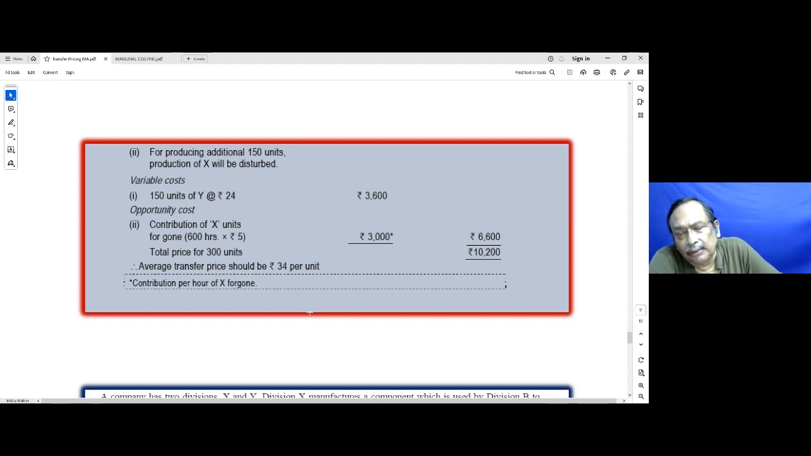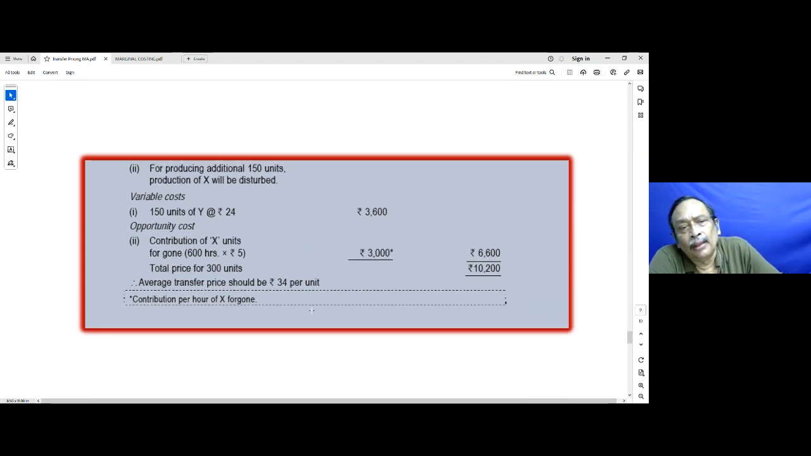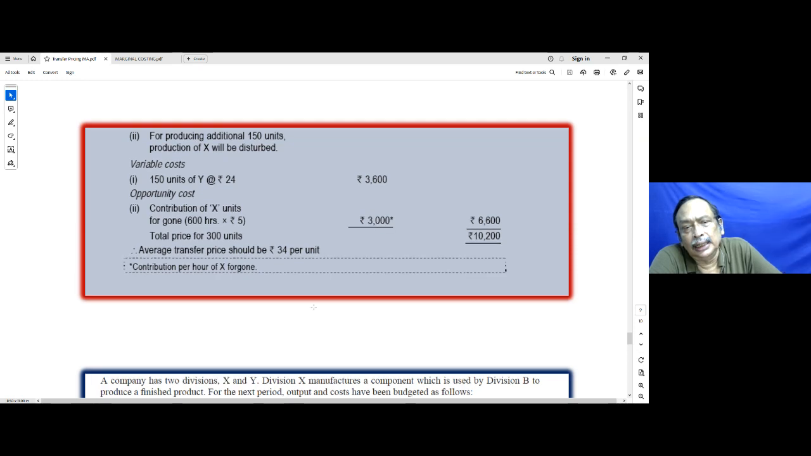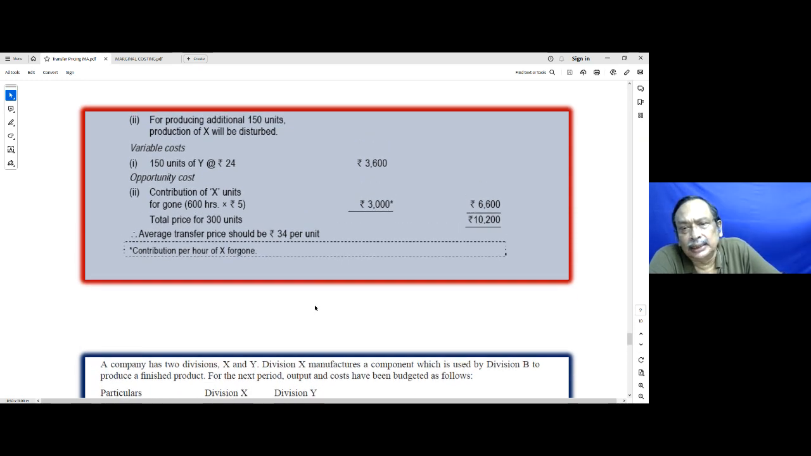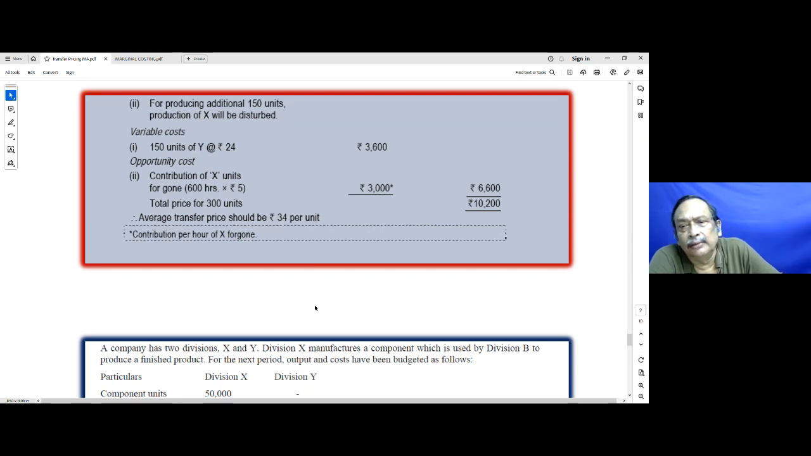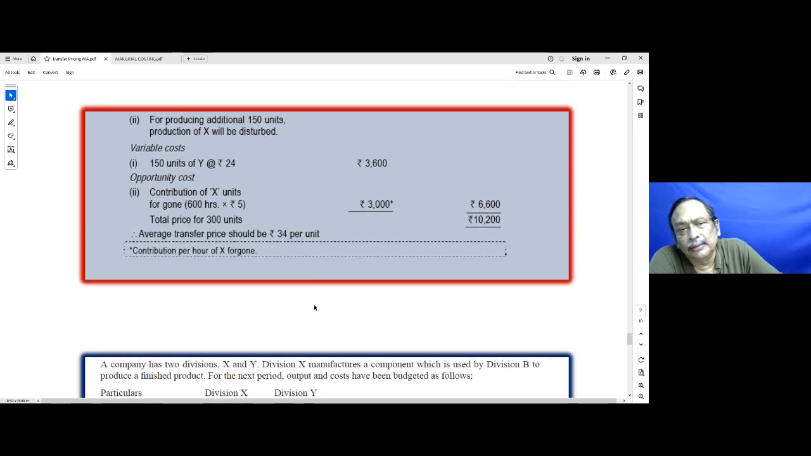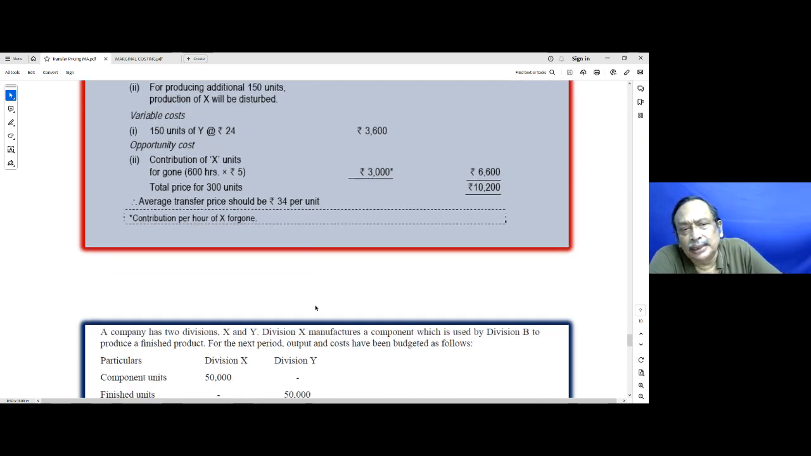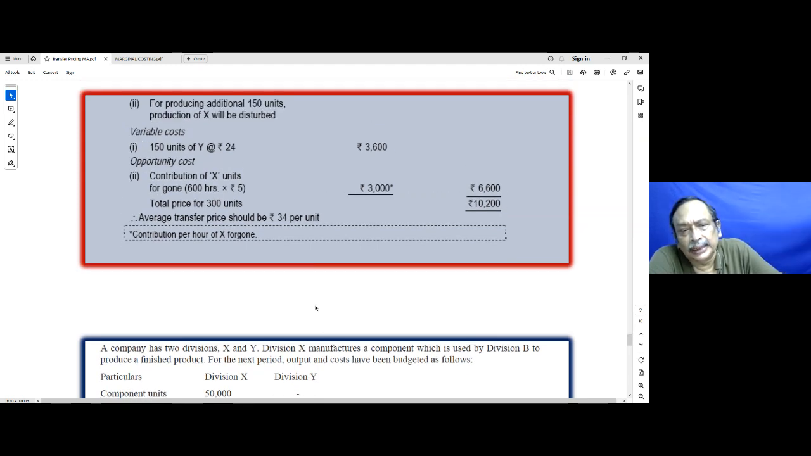Okay, 300 units we are going to transfer, but since 5,600 hours are available, then for only 150 units of Y, we are going to consider 150 units of Y at the rate 24, that is 3,600, contribution of X units foregone, 600 hours into 5, that is 3,000, total is 6,600. So total price for 300 units will be 10,200. Therefore, average transfer price should be 10,200 divided by number of units. It comes to rupees 34 per unit. And this 3,000 is nothing but contribution per hour of X foregone.